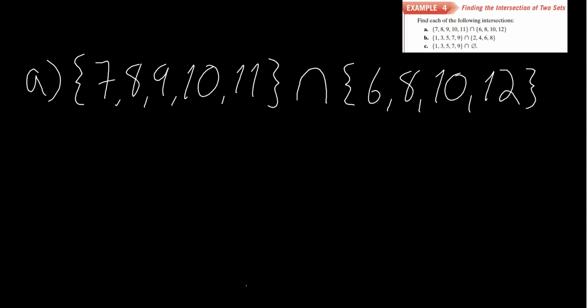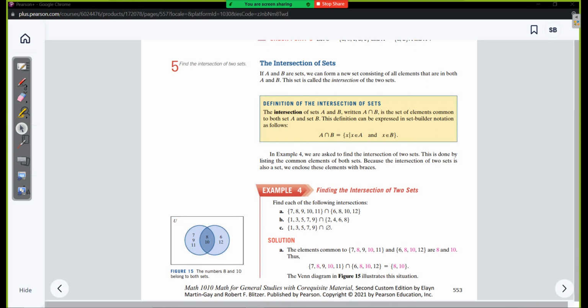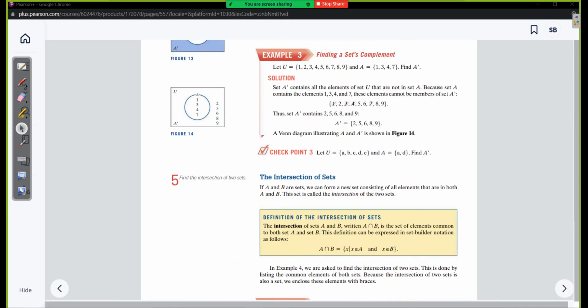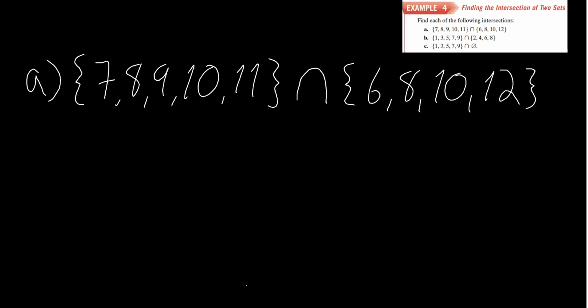All right, did I skip something about the empty set? I don't think I did. Okay. Alrighty. So anyways, we're looking for the intersection of these two sets. They're not named, but this set and that set. We're looking for the intersection of them. Okay, so we're gonna look for elements that are in both.